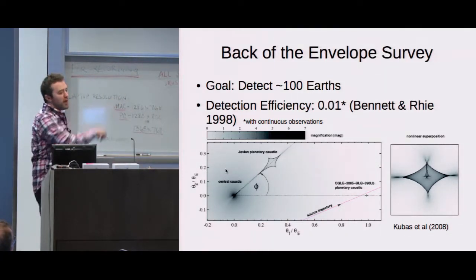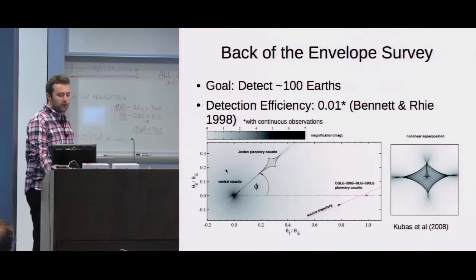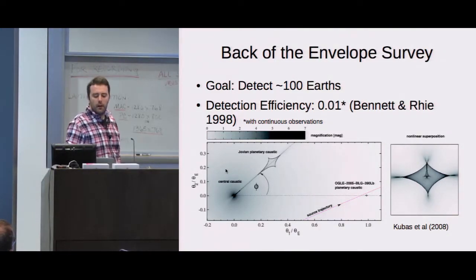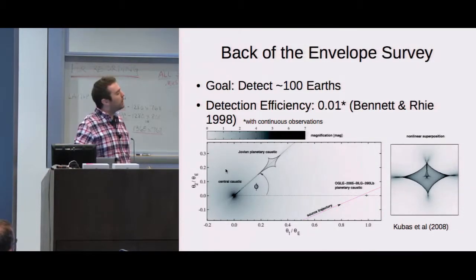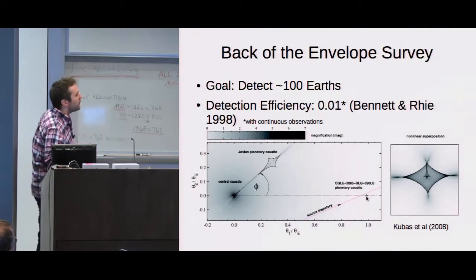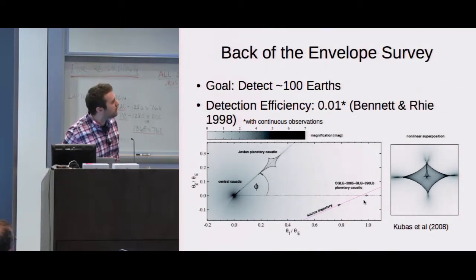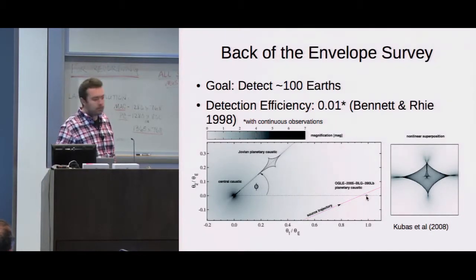If you look at the left-hand side of this magnification map, we saw plenty of these earlier in the week. You can see the caustics of a Jovian mass planet very easily here. But you might not notice the caustic of an Earth mass planet down here. I don't think this is even an Earth mass. This is, I think, a 5 Earth mass planet.